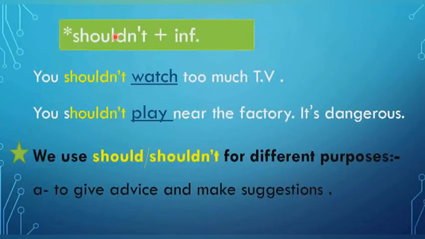So let's have more examples together. You shouldn't watch too much television. Should is here followed by the base form. You shouldn't play near the factory. As I mentioned earlier, it's something dangerous, so you shouldn't. It's my opinion. We use should and shouldn't for different purposes. Number 1, to give advice and make suggestions.